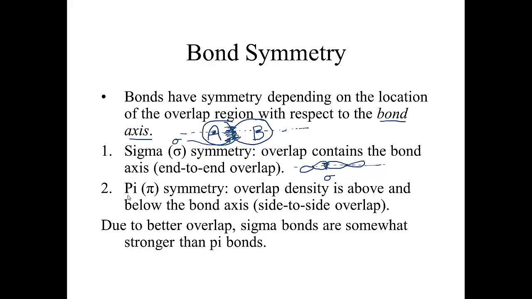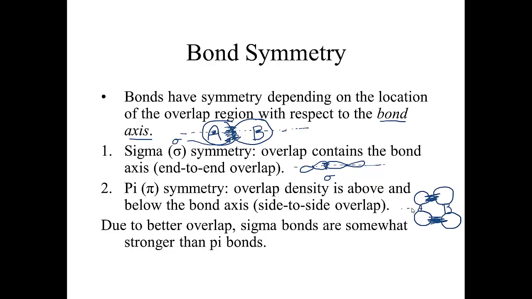There's another kind of bond that we call pi bonds, a pi symmetry. That's where the overlap region is above and below the bond axis. This is more side-to-side overlap. Where might you see that? In p orbitals. Imagine I've got an atom here, A, and it has a p orbital on it, so I'll draw a p orbital. Remember, p orbitals look like these balloons, these dumbbells on either side. And here's another atom, and it's also got a p orbital on either side. If we bring these close enough, these p orbitals can overlap on their top and bottom sections.